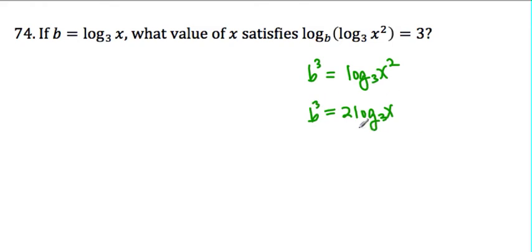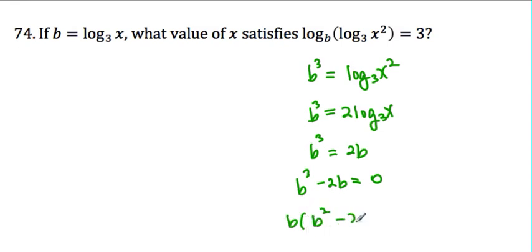But we realize that log base 3 of x is equal to b itself, so we can rewrite this as b cubed is equal to 2b. By bringing 2b onto the other side, we get b cubed minus 2b equal to 0. If I factor this, we get b times b squared minus 2 equal to 0.